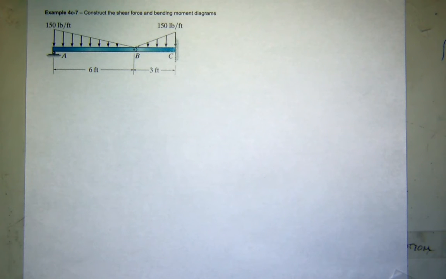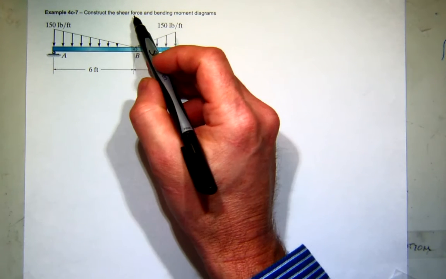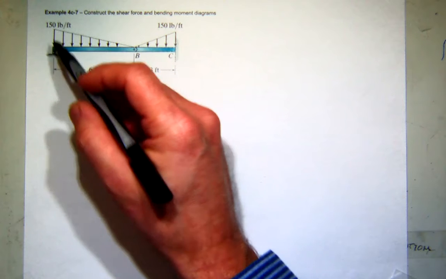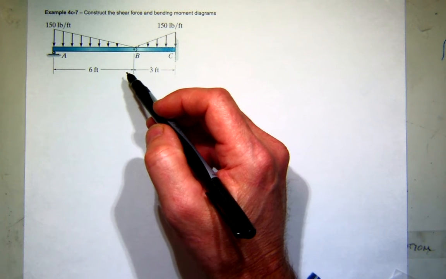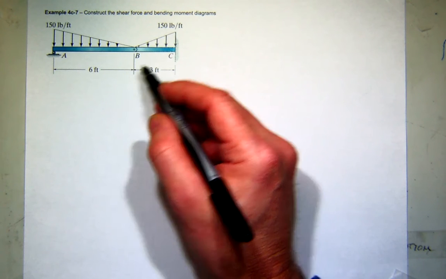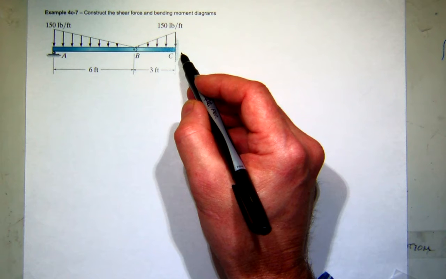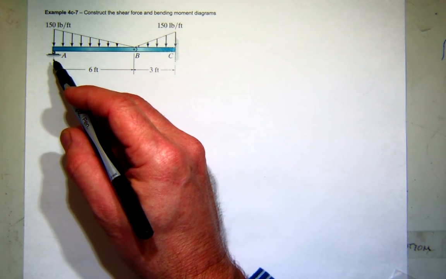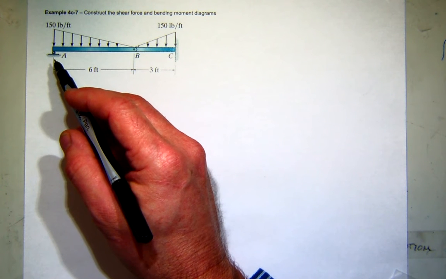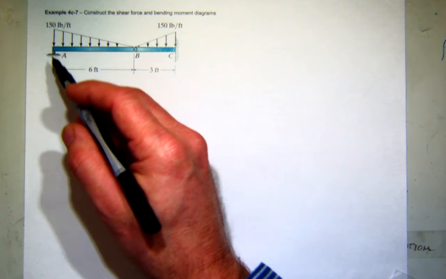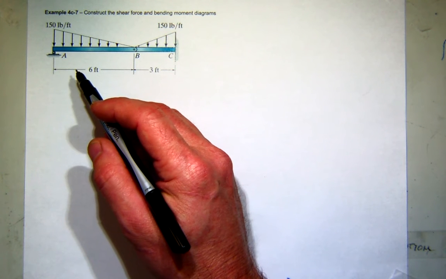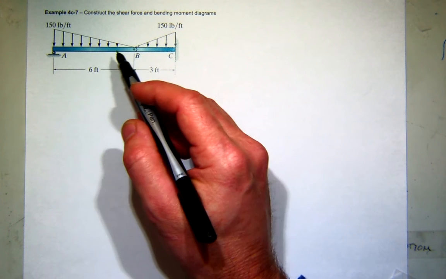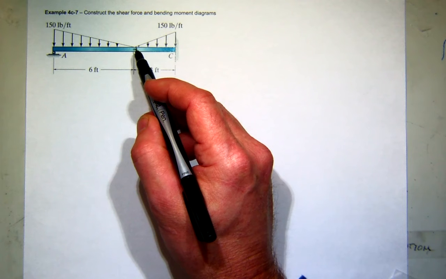Okay, so here's a problem. Again, we're drawing the shear force and bending moment diagram for this structure. So let's take a moment to assess the situation. We've got a fixed connection and a roller connection. If you try to treat the whole structure as a single object, it looks indeterminate. But right here at B, there's an internal hinge.